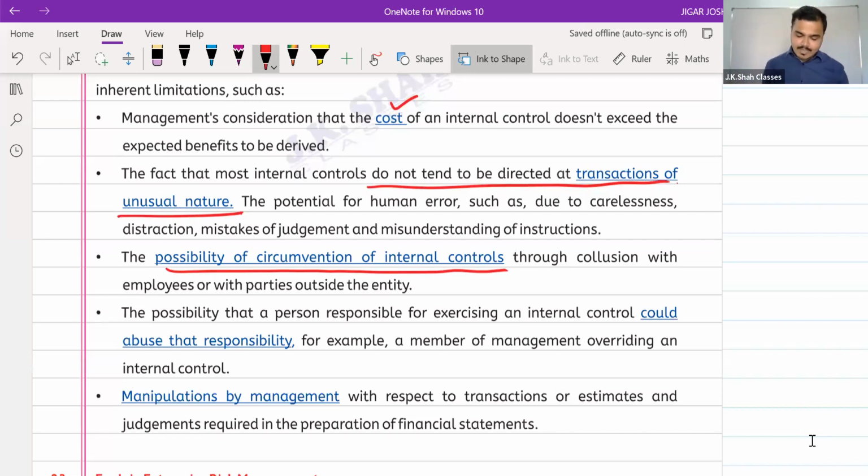Number four, my dear student, is that one could abuse his own responsibility. Example, a senior manager does not want to follow any internal control. Then it's a risk now. Agree? 100%, sir. Further, I want to give you one more example. Suppose, people, I am your senior, okay?